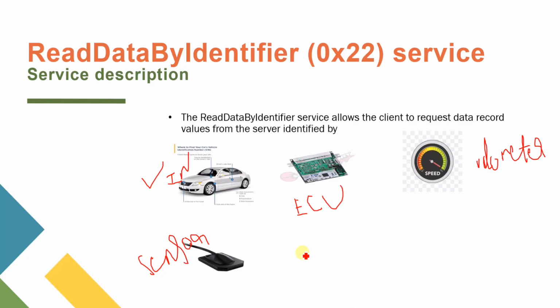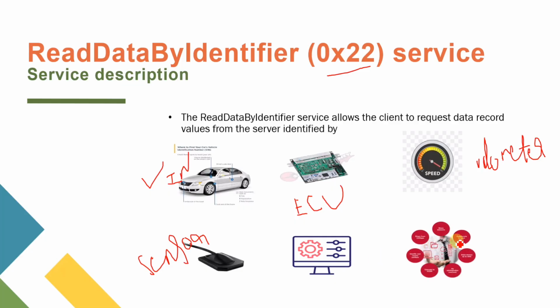We assign different reads to different components. Using this particular service 0x22, we can read real-time data such as engine temperature, battery voltage, speed, etc. Then there is configuration and coding. Whatever configuration and vehicle-related coding we have done is stored in a particular memory and can be read back. So configuration and coding data are the parameters and settings used for ECU operations.